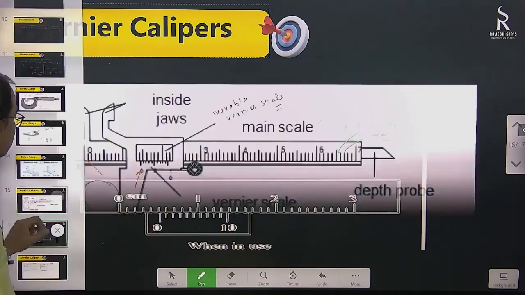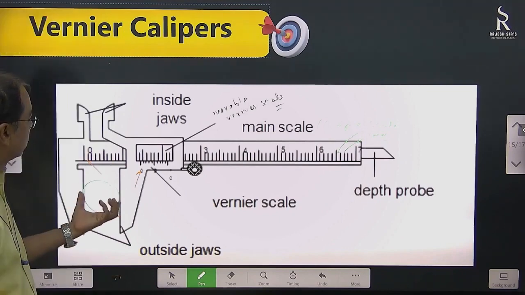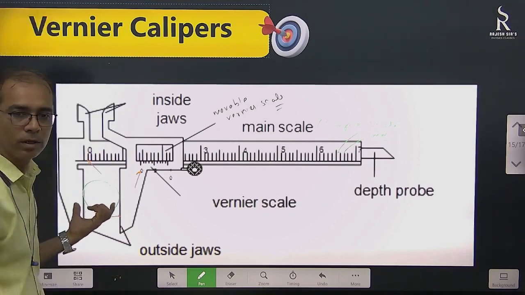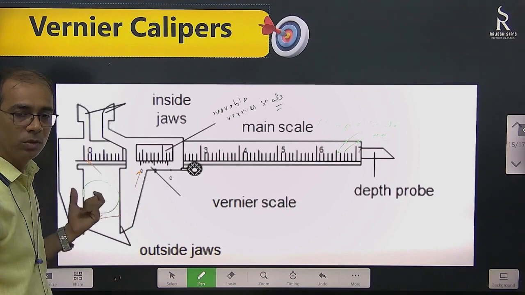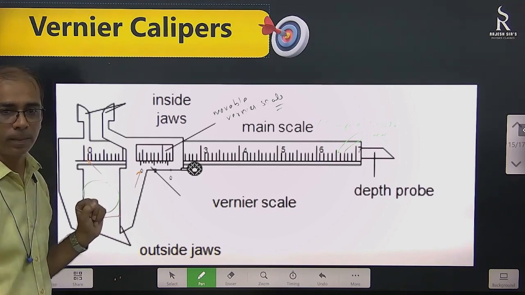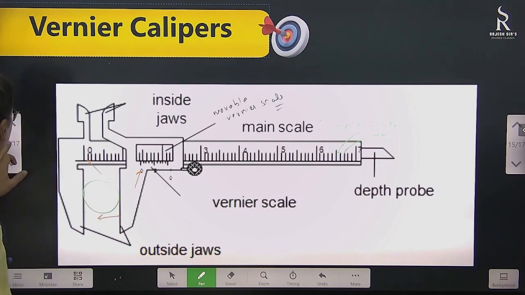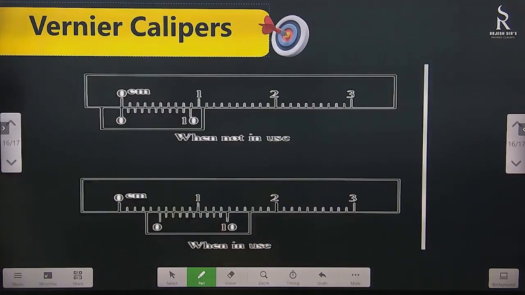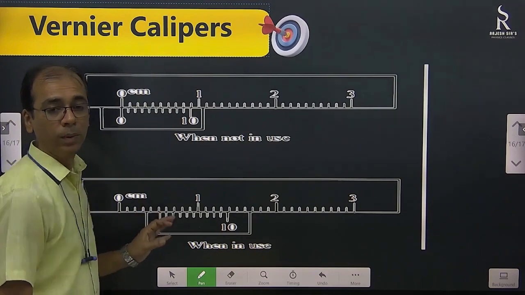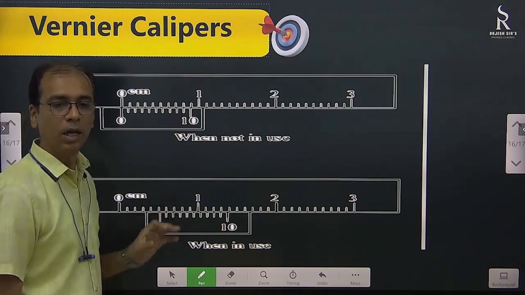When you are going to use it, like what we had here, what diagram is here right now? This is in use. So I kept one sphere here. When it's in use, it will have a certain reading, and that reading we have to check. Students, when we use the Vernier calipers, how will the reading be?